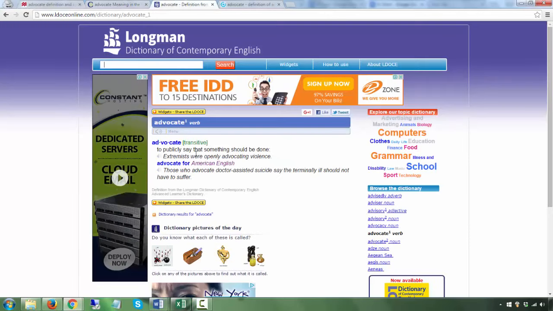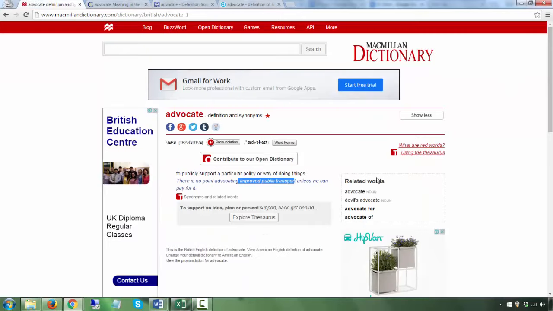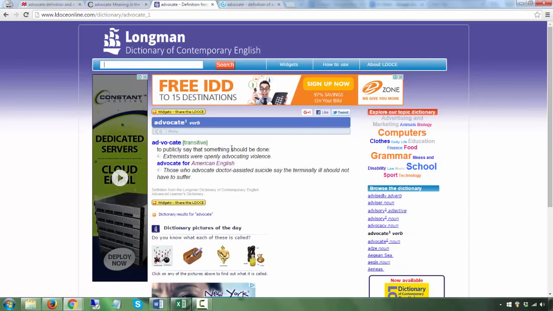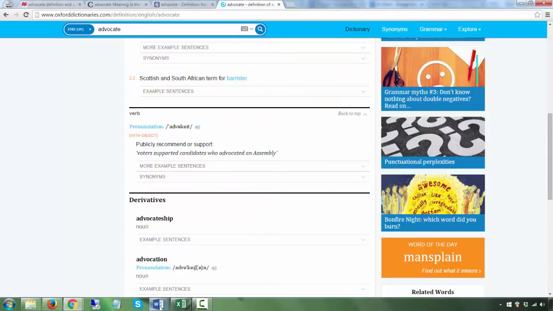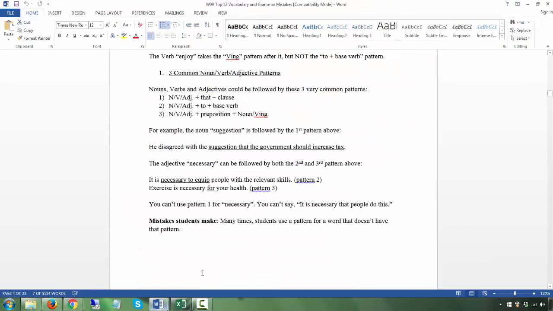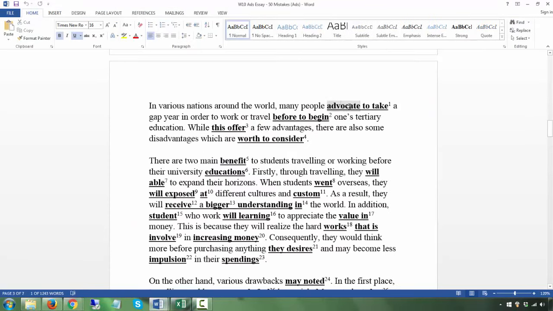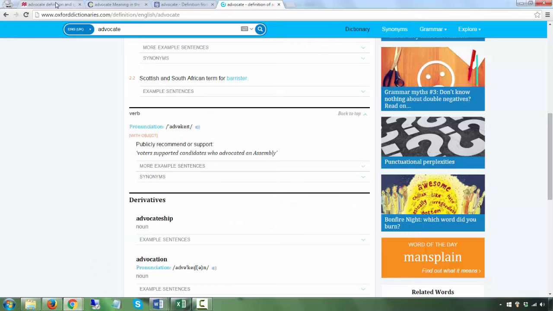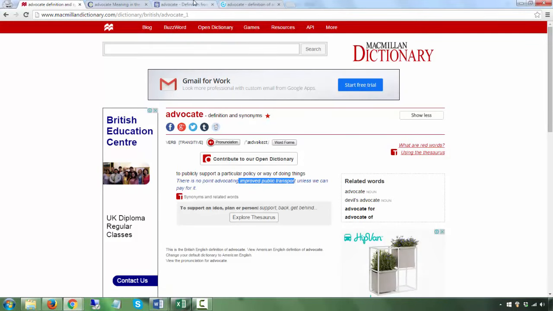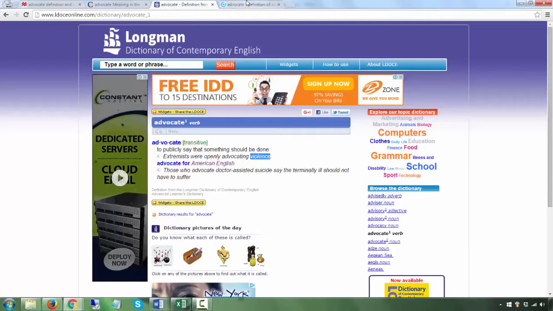Okay, so if we go to Longman, remember advocate can be a noun and a verb, so make sure you are looking at the verb entry. It doesn't really say much. Again, advocate something, a noun. Okay, but here we are looking at advocate and then another verb. So is it possible to have another verb directly after advocate? Right, so far they've used a noun. They've used a noun here.